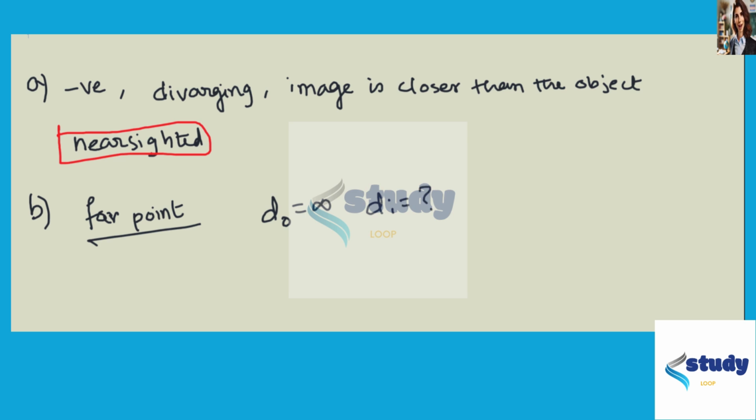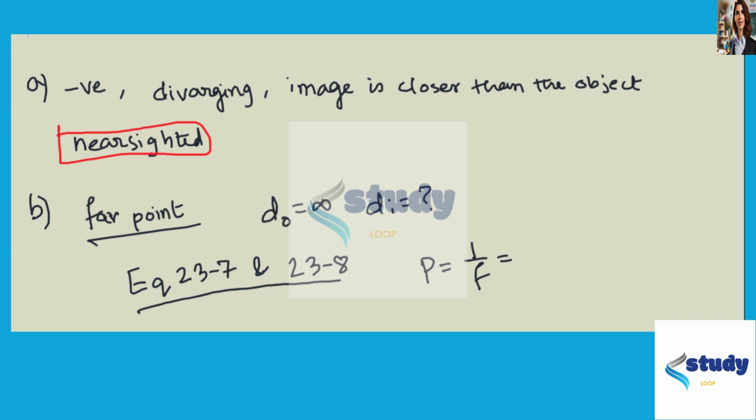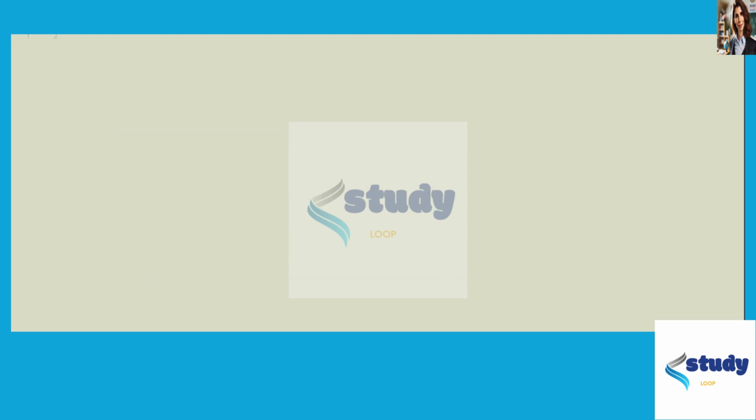Now from equation 23.7 and 23.8, we get the following relation of power and focal length and the various distances. So this is going to be 1 over d0 plus 1 over di. If we know the power, we can find the focal length, and since the object distance is given, we can find the image distance from there. So let's get into that.